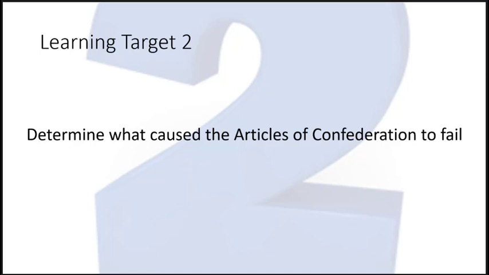Learning target 2, determine what caused the Articles of Confederation to fail. So how many things did we mention? Probably more than I've got fingers on one hand. So that's going to pretty much wrap it up. We've covered all our learning targets.